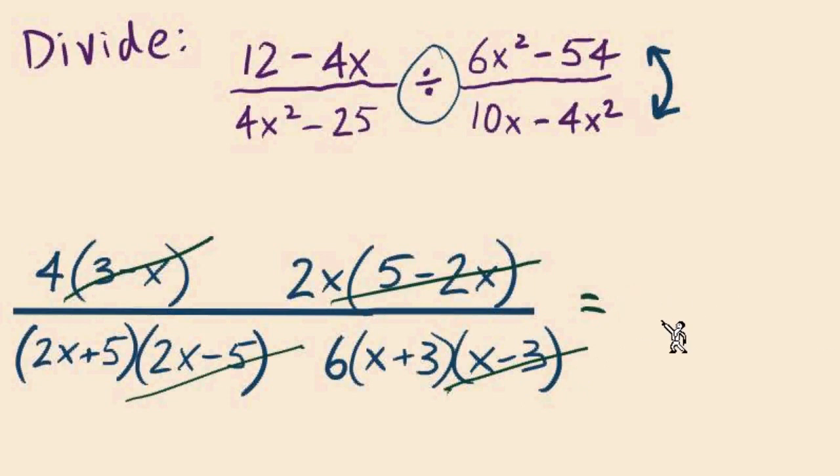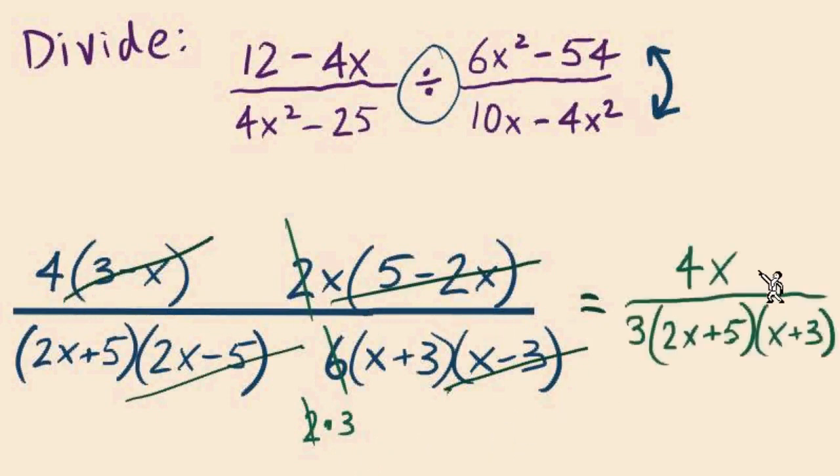What else can we cancel? I think numbers are all that's left for us to consider. The 6 is 2 times 3, so there are 2's we can cancel, and that's it. Left over in the numerator, we have only 4. Oh, and the x. I almost forgot it. Be cautious. Don't forget things. So 4 and x both in the numerator. Denominator, 3, 2x plus 5 times x plus 3. And there's our answer.